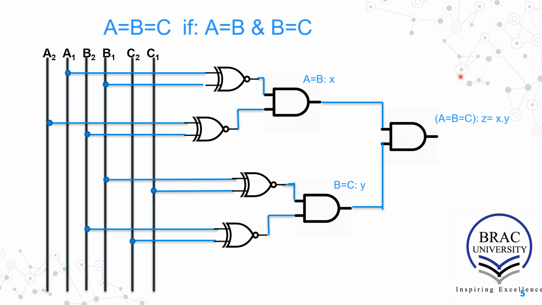That if Z is 1, it will mean that these three numbers are equal, and if Z is 0, which means at least one of those outputs was 0. So let's say if this was 0, this means B is not equal to C. So if Z equals 0, then it would mean that these three numbers are not equal. So this is the final answer of the circuit, and this is the function of the circuit that will check whether three numbers are equal or not.